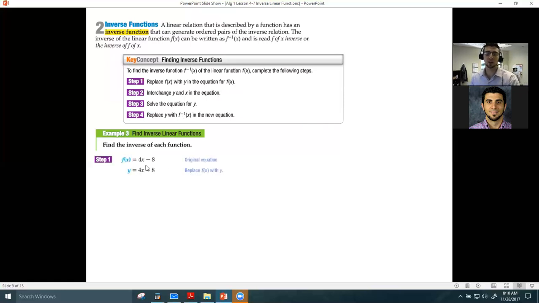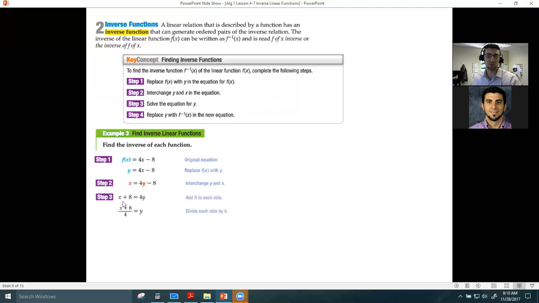So if I have f of x equals 4x minus 8, the first step is to write it as y instead of f of x. Second step is to interchange x and y. So all I'm really doing is flip-flopping the x's and the y's. So anywhere there's an x, I put a y. Anywhere there was a y, I put an x. Then I solve that equation for y.